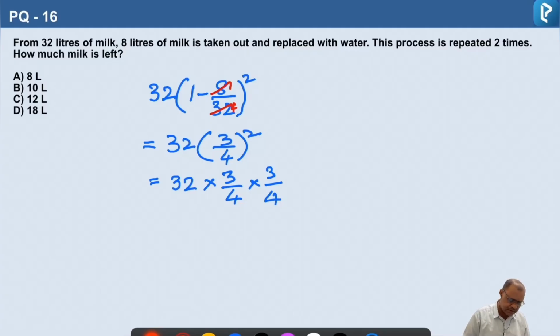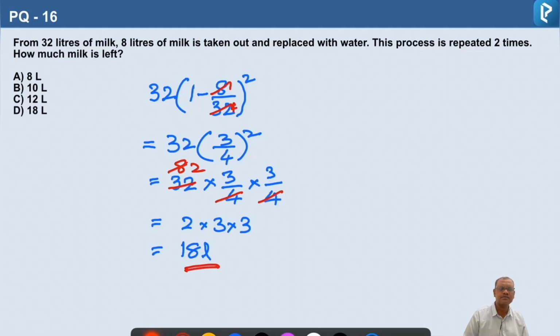Simplify. 4 eights, 4 twos. So what is left? 2 into 3 into 3, so that is 2 3 6, 6 3 18. So the milk left out finally is 18 liters. So the correct answer is option D.